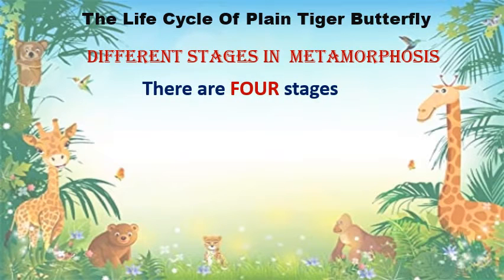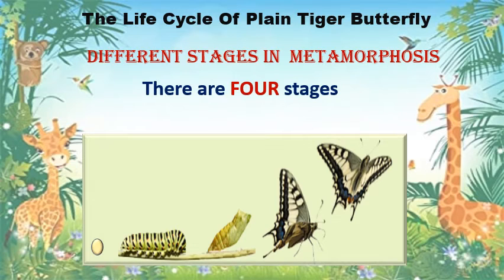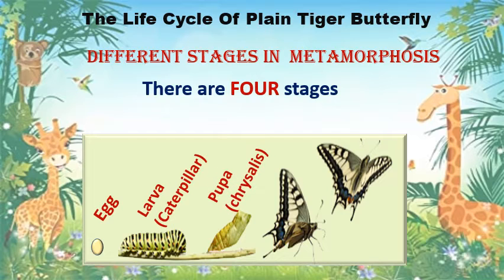because in their life cycle there are 4 stages. See this. First they lay the eggs. Then the second stage is larva stage. Larva grows inside the egg, and when its growth is complete, it emerges from the egg. Then that stage is called as larva. Then after some time, it forms pupa. This is the third stage. This is also called as chrysalis. And the fourth stage is adult butterfly.